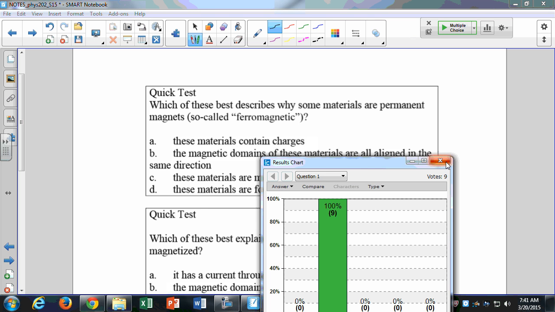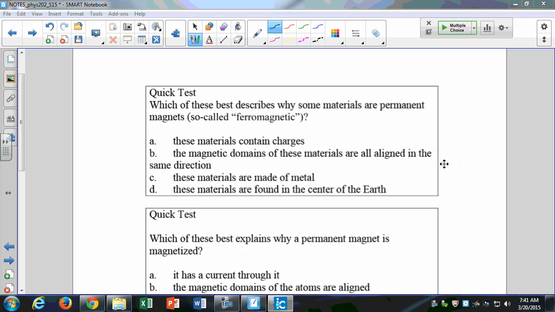Alright, very good. They're magnets because their magnetic domains are all aligned. Not because they contain charges. I mean, you contain charges, right? But you're not magnetic. And not because they're metal. Not all metals are magnetic, like aluminum, for example. Not only is it not a permanent magnet, but its magnetic domains can't be aligned. That's why magnets aren't attracted to it. And not because they're found in the center of the Earth.